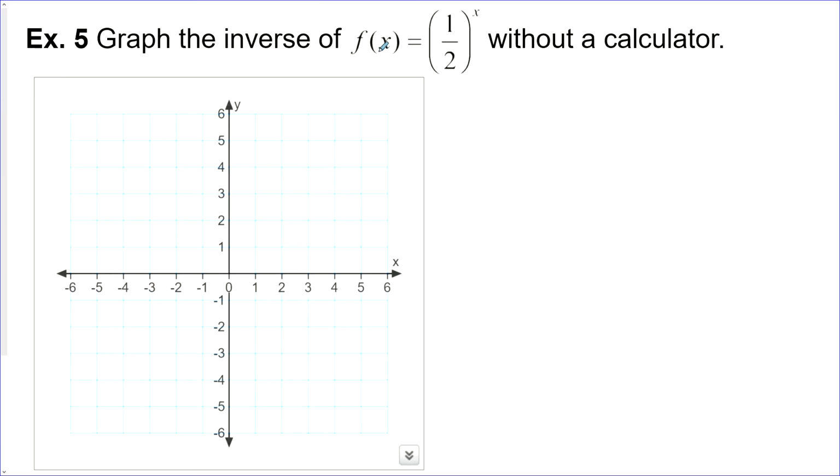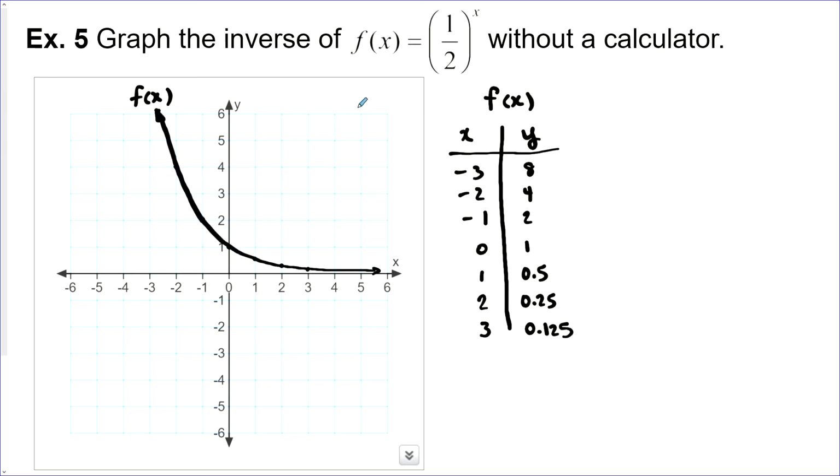Graph the inverse of f of x without a calculator. Since I'm not allowed to use a calculator, first I'm going to sketch f of x on this graph. Now that I've sketched f of x on the graph, I know that the inverse will be reflected in the line y equals x, or I can also use this table of values that I made, and the inverse will be switching the x and the y values of each coordinate. So now I'll do that, and I'll draw the inverse on this graph.